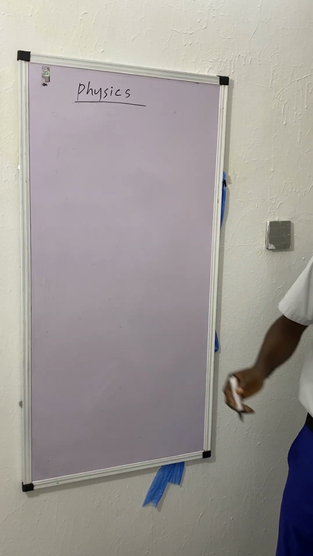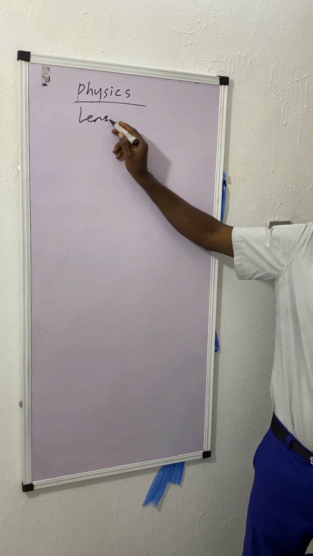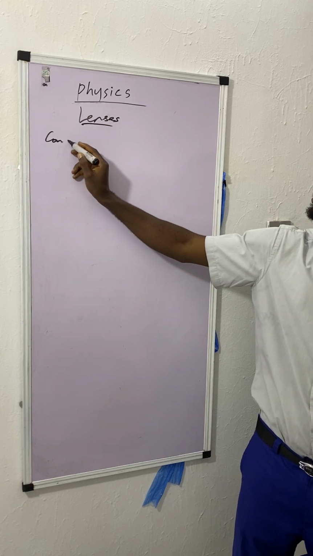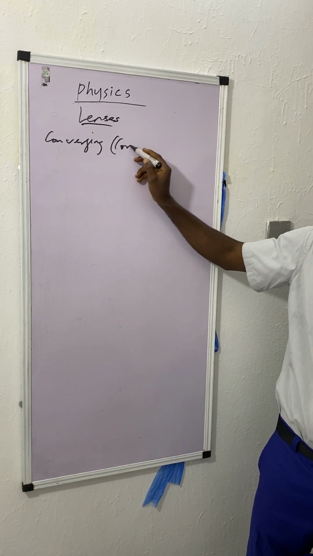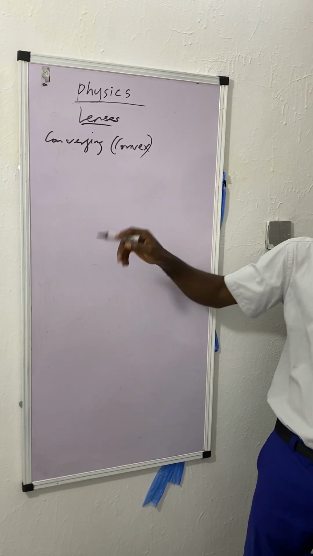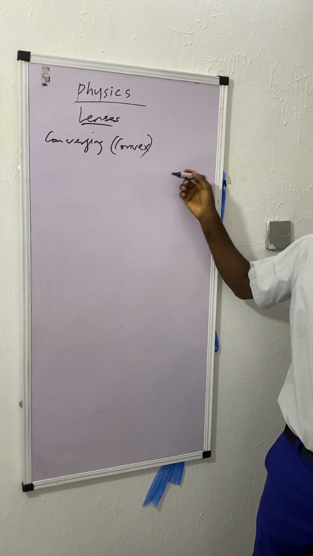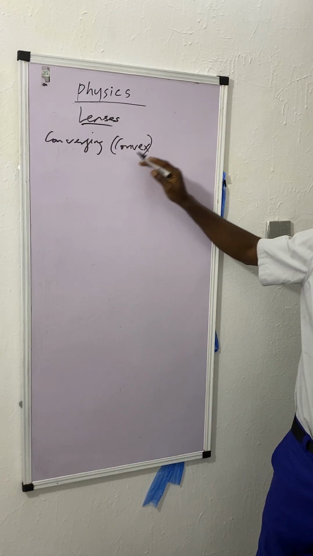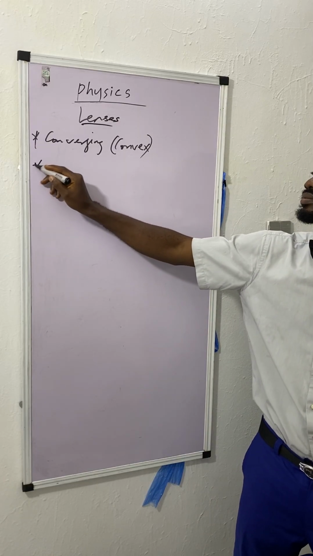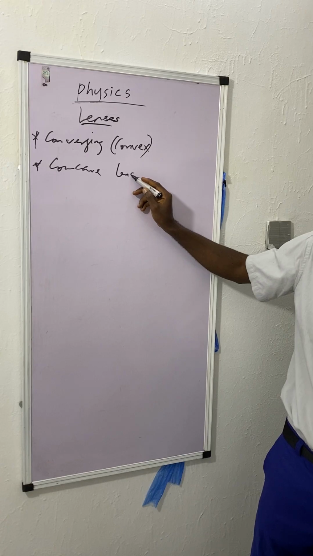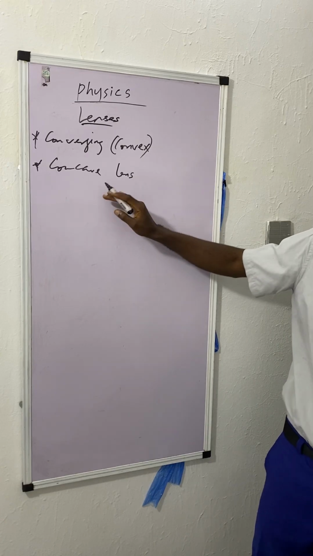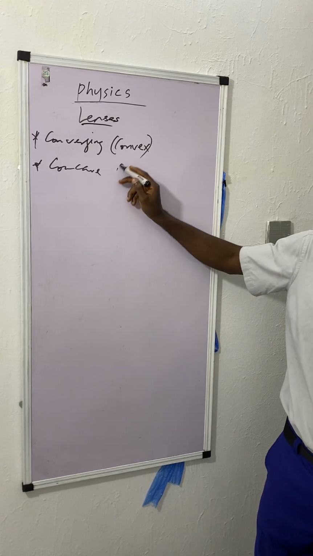And we have two types of lenses as optical instruments. We have the converging lens, which is the convex lens. When we discussed mirrors not quite long ago, we talked about the meaning of converging. And also the concave lens, which we call the diverging lens.